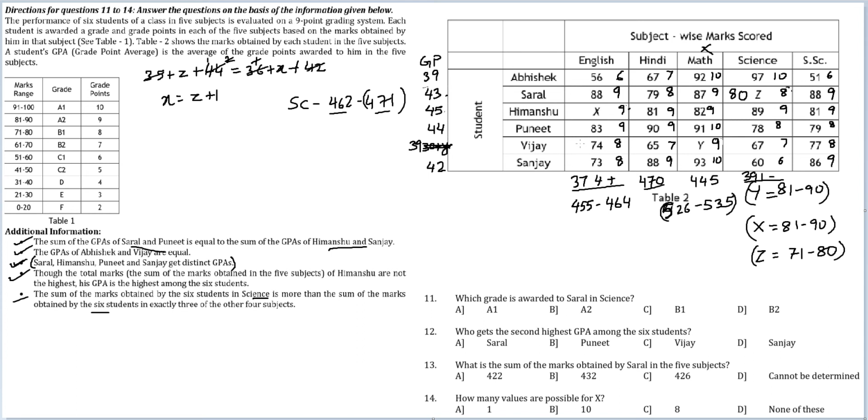Now let me check one more thing. The last thing that I have to take care of is this 4th point, which said, though the total marks, the sum of marks obtained in the 5 subjects of Himanshu is not the highest, his GPA is the highest among the 6 students. His GPA is highest.